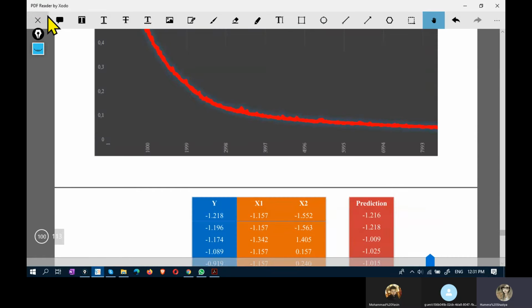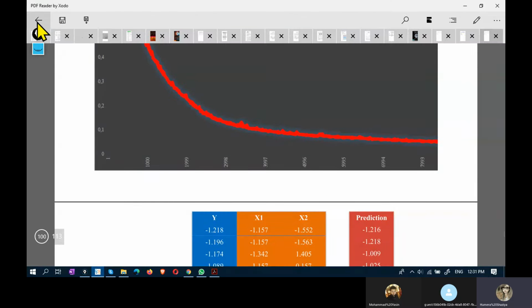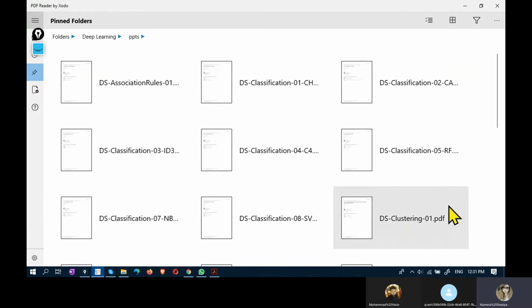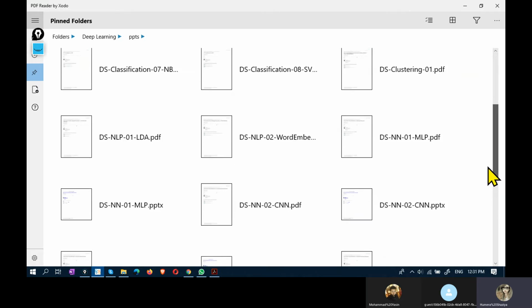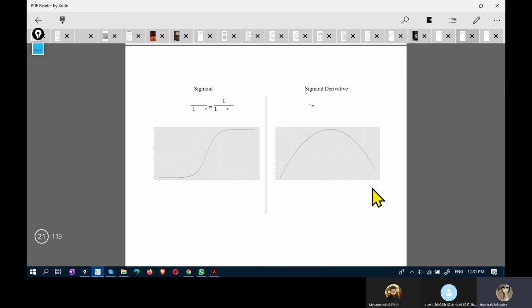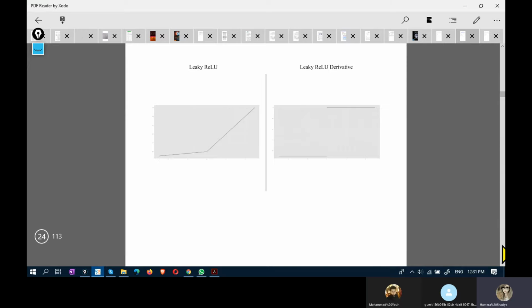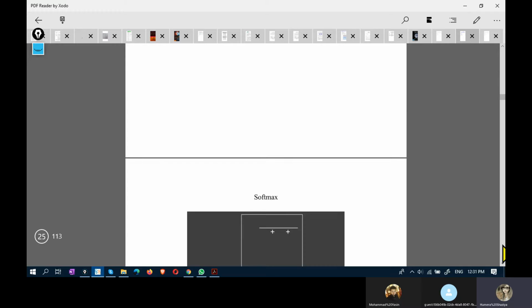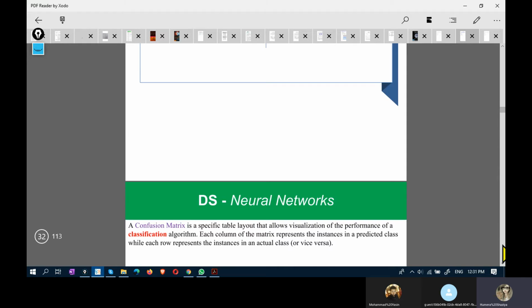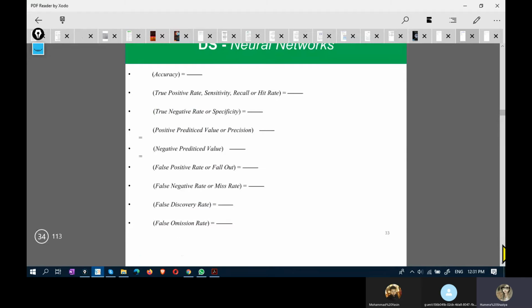Okay students, this file I will share with you. Already all this I have covered, but I am going through it. MLP stands for multi-layered perceptron. So ReLU, leaky ReLU, all this we have done.